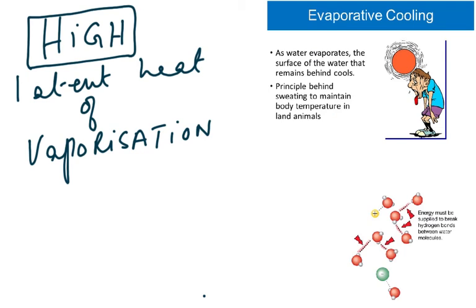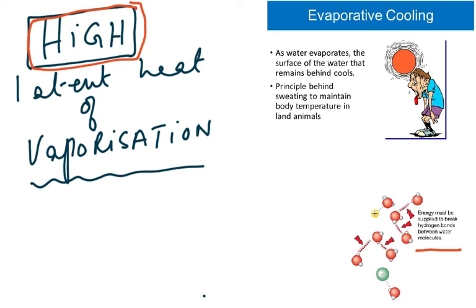Now the last topic is high latent heat of vaporization. The property of water, the fact that it has a high latent heat of vaporization, is very important. Now please remember, the word high has to be understood. Now, as water evaporates, the surface of the water that remains behind cools. Now, what is latent heat of vaporization? You see here, energy must be supplied to break the hydrogen bonds between water molecules.